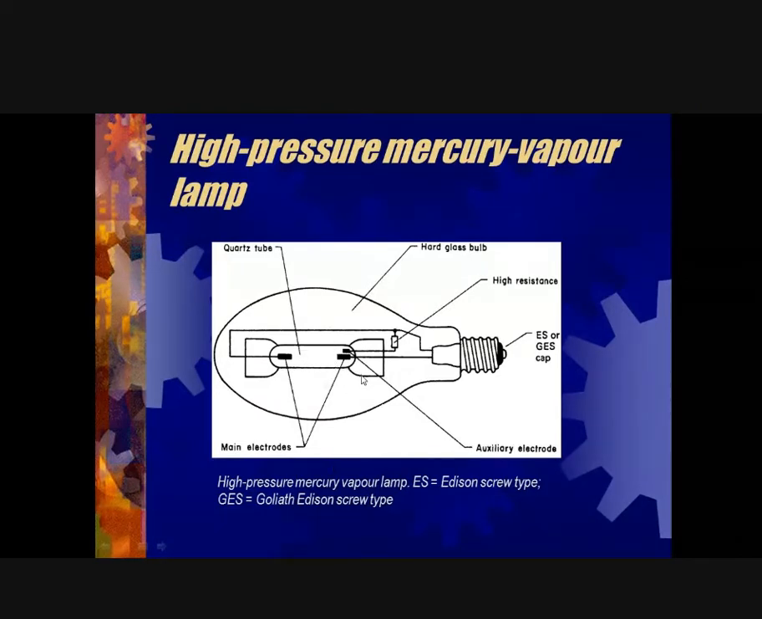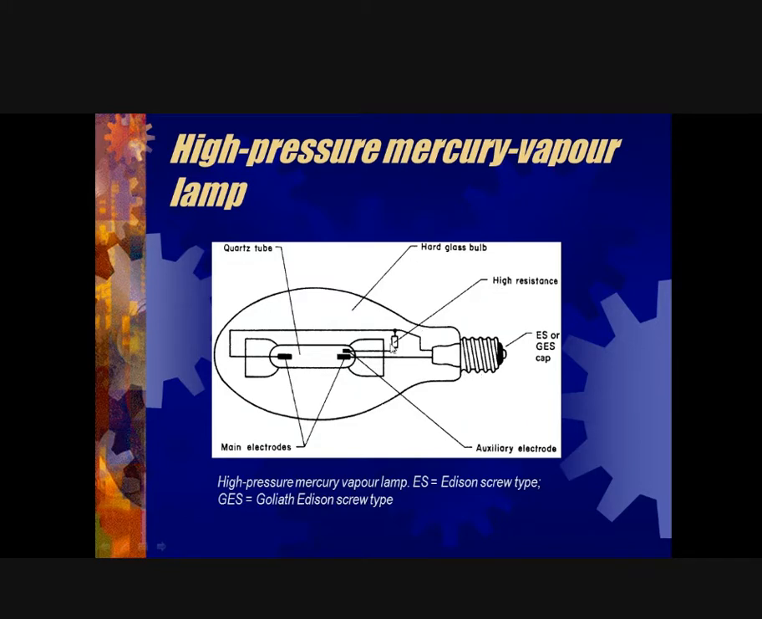So you will see these in your street lights. You can find these in your outside lamps as well, like if you want to light up a netball court and so forth for outdoor purposes, right? So here you have your two main electrodes, and you have your auxiliary electrode, right? You have your hard glass tube, right?